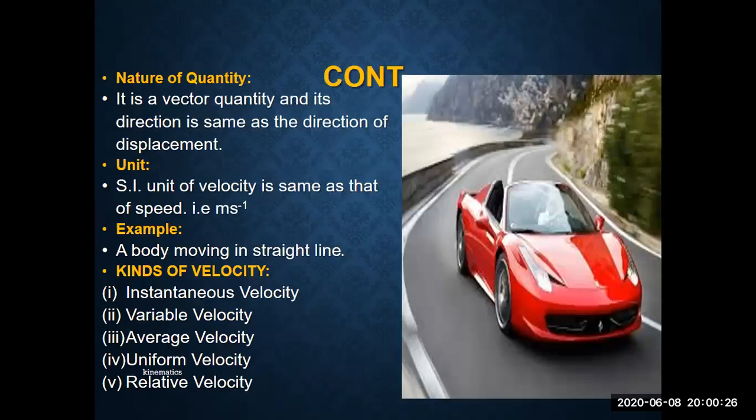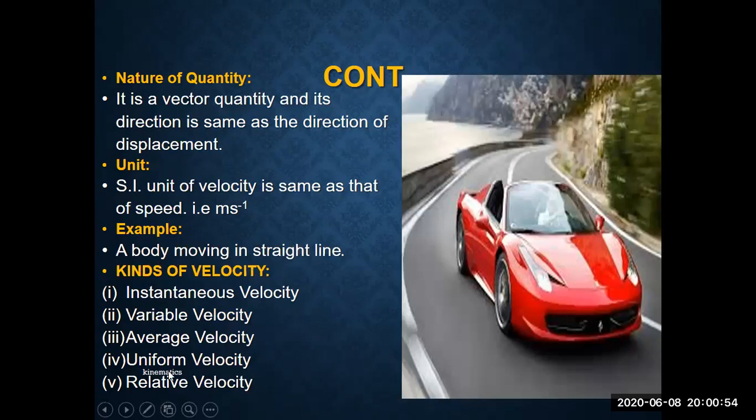So these are the nature. What's the nature? It's a vector quantity. It has the direction of the displacement. Whatsoever the direction of displacement is, the arrow will be in the same direction as the object. So that's why it is a vector quantity. What's the unit? I have already discussed. Units are the same as the unit of speed. Its unit is also meter per second. What's the example? A body moving in a straight line.